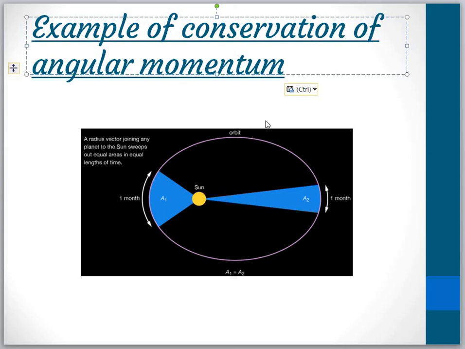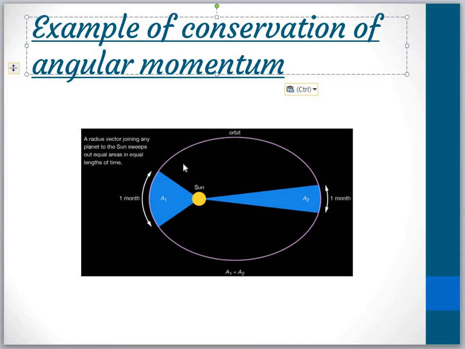So let us discuss another example for conservation of angular momentum, that is the motion of a planet under central force. This is a gravitational force, and gravitational force is a central force. Planets are moving around the sun. So here we can take the angular momentum. This is a central force problem, so angular momentum should always be a constant.